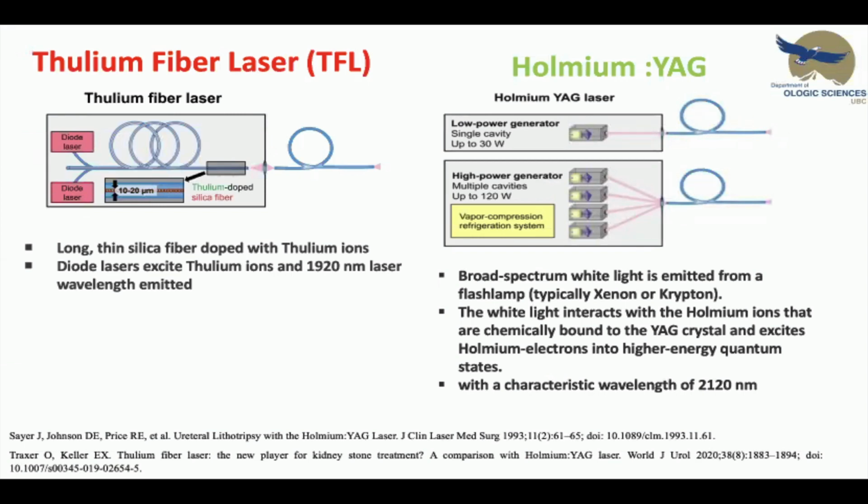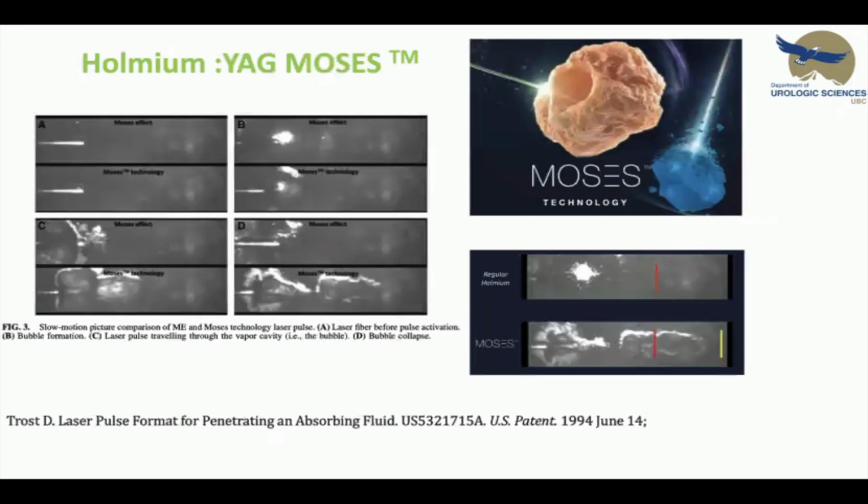This white light interacts with the holmium ions bound to the YAG crystals, these purple crystals in the laser cavity, and excites holmium electrons into higher energy. The wavelength emitted by holmium is 2120. When we talk about holmium, it also includes holmium YAG Moses.